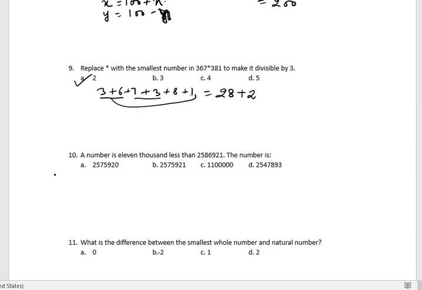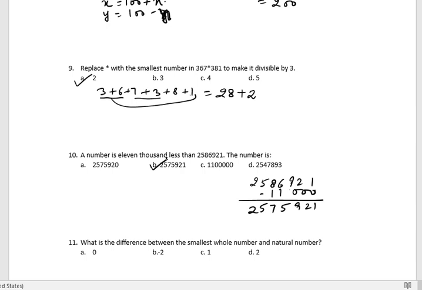Next question. A number is 11,000 less than this number. It means what? We have to subtract 11,000 from it. So what if we subtract it? We have to do it quickly. So the number is 2, 5, 8, 6, 9, 2, 1. 11,000. So ones, tens, hundreds, thousands, 10,000. So 11,000 needs to be subtracted. What will happen? 2, 5, 7, 5, 9, 2, 1. Which is this part? So part B is the right answer.